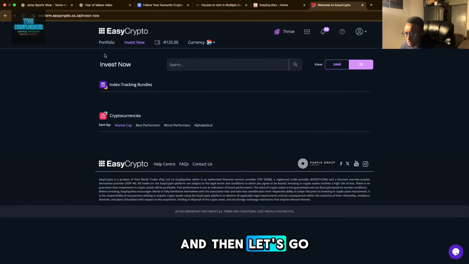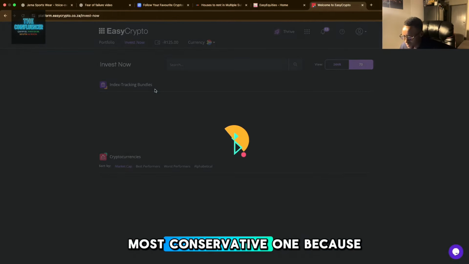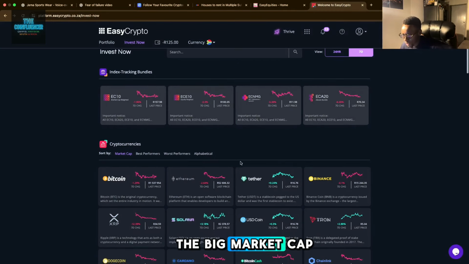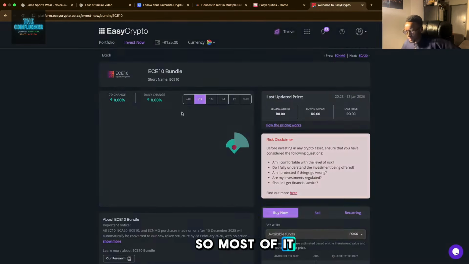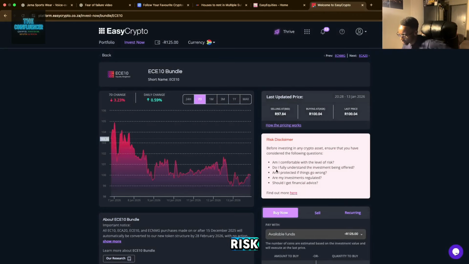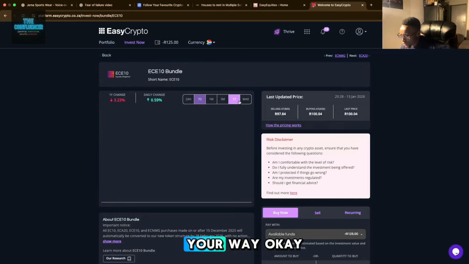That's the first one. And then let's go back. So I think that's the most conservative one, because it leans more on the big market cap coins, as you saw. So most of it is invested into Bitcoin. So this one is more balanced. So it's a higher risk, but also a higher reward should things go your way.